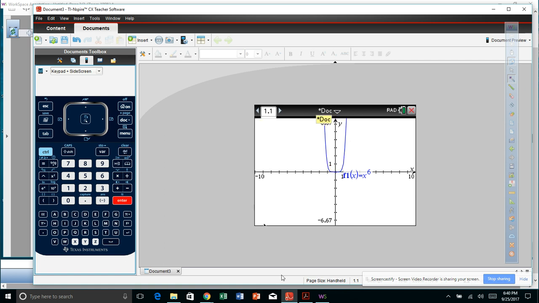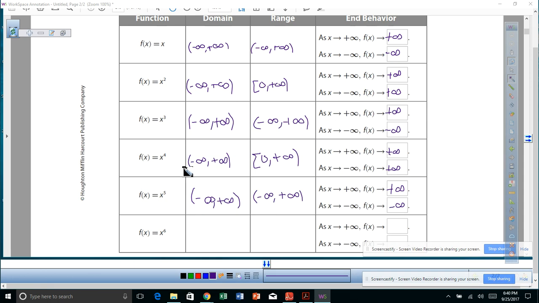All right, good. So what do we have for a domain? We're going to have negative infinity to positive infinity because the legs were at an angle. The range is going to start at 0 and go to positive infinity. And as x approaches positive infinity, f of x approaches positive infinity. As x approaches negative infinity, f of x approaches positive infinity. All right, good.